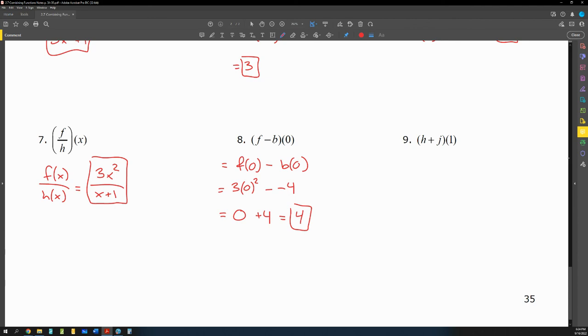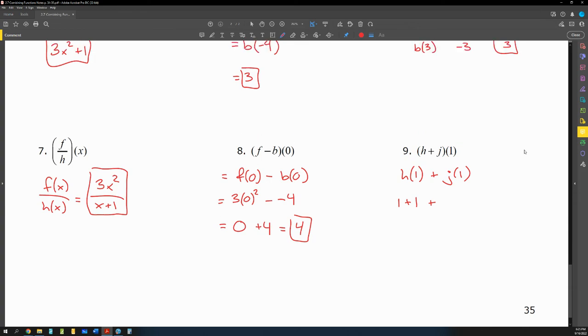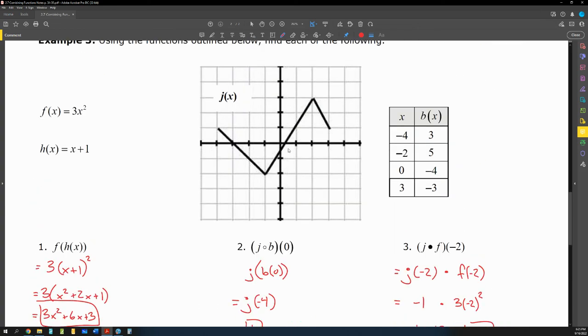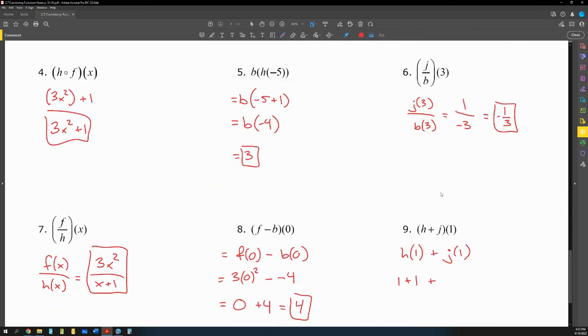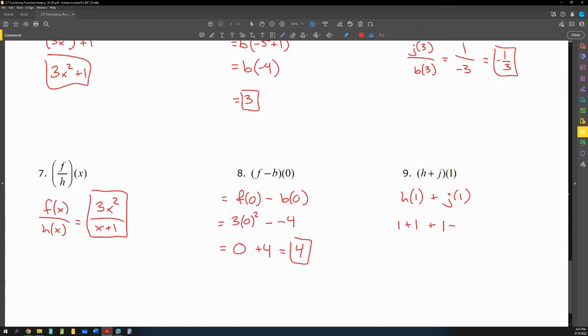And last but not least, h plus j of 1 is the same as h of 1 plus j of 1. So h of 1, h was our x plus 1. So we have 1 plus 1. And then our j of 1, let's take a look at our graph here. J of 1 is equal to 1. So then we have 1 plus 1 plus 1, which is equal to 3.